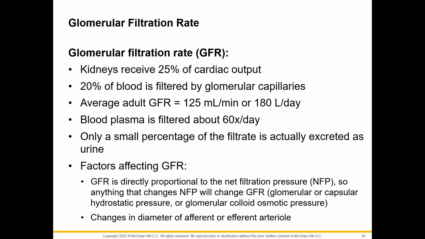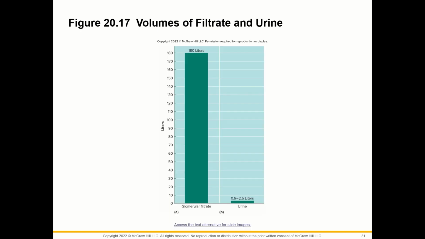Factors affecting glomerular filtration rate. Glomerular filtration rate is directly proportional to the net filtration pressure. So anything that changes the net filtration pressure will change the glomerular filtration rate, such as the glomerular or capsular hydrostatic pressure or the glomerular colloid osmotic pressure. Changes in the diameter of afferent or efferent arterioles also affect the glomerular filtration rate.